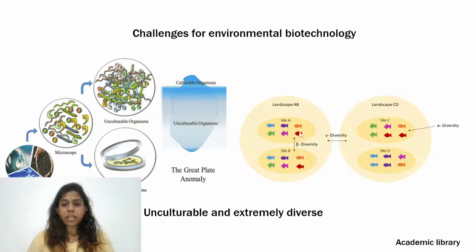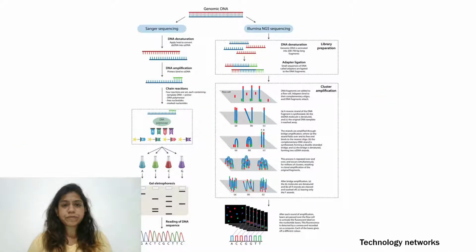And another thing is the diversity, the alpha, beta, and gamma diversity within each of the habitats that we are looking at, how speciose these microbes are, and how understanding all of them and understanding how to use them can be a big challenge while trying to use them for environmental biotechnology. But techniques like sequencing, especially metagenomic sequencing, have really helped in solving some of these problems.